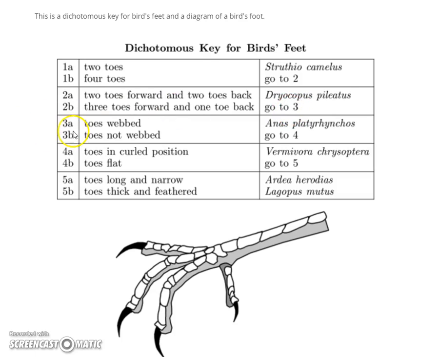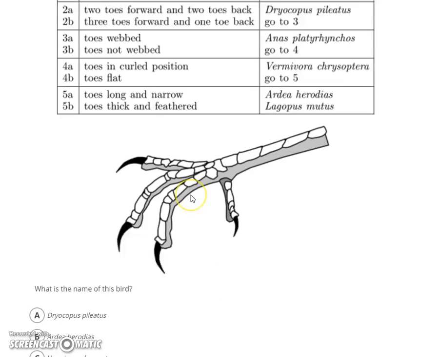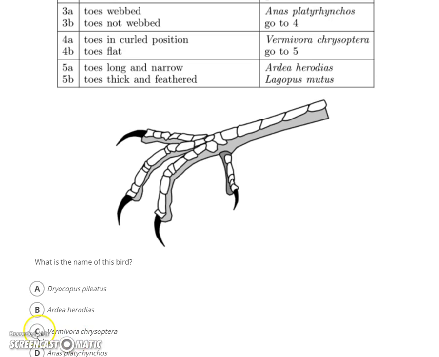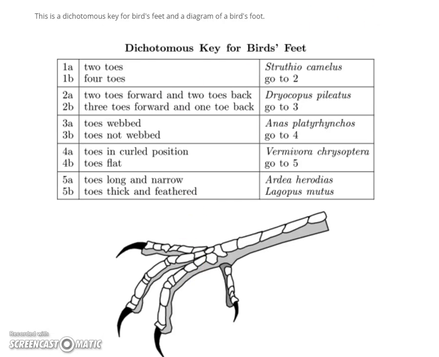Go to 3. So we go to 3. Are the toes webbed or not? They are not webbed. Go to 4. We go to 4. Toes in a curled position. The toes are curled. That tells us that it is this Vermivora chrysoptera. If they are flat, it means go to 5, and we look and see what their toes are like. But in this case, the toes curl here, so I'm going to say this is a Vermivora chrysoptera. That's the bird where this foot is attached. So, Vermivora chrysoptera is letter C. That's my answer.